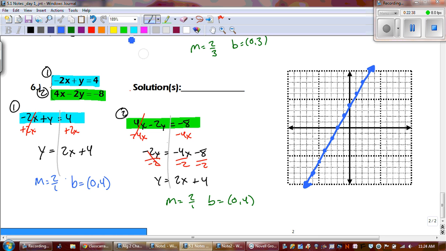All right, let's graph. 0, 4. Hey, did I find my point? Am I done? No, because I have to draw the line. So up 2 over... Whoa, take a look at this. All the points are the exact same. Okay, so I'm going to draw my line on top of it.